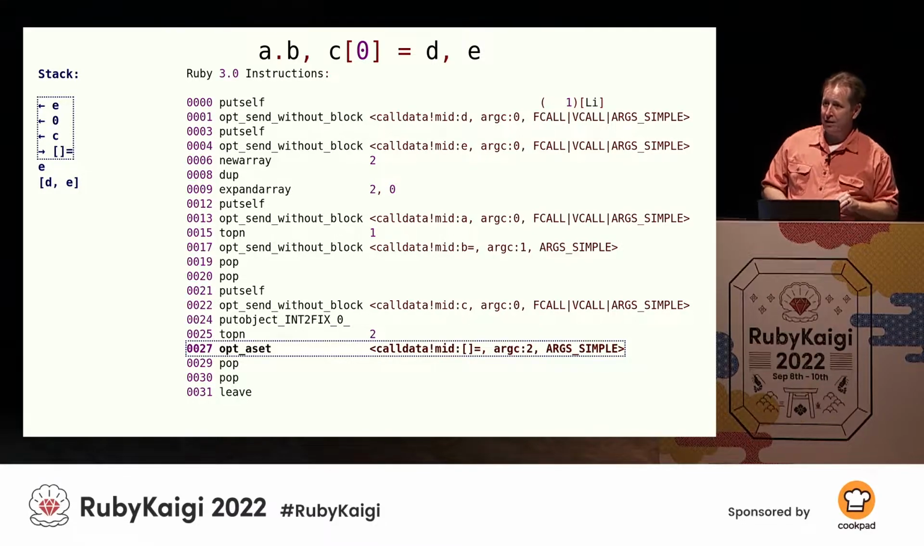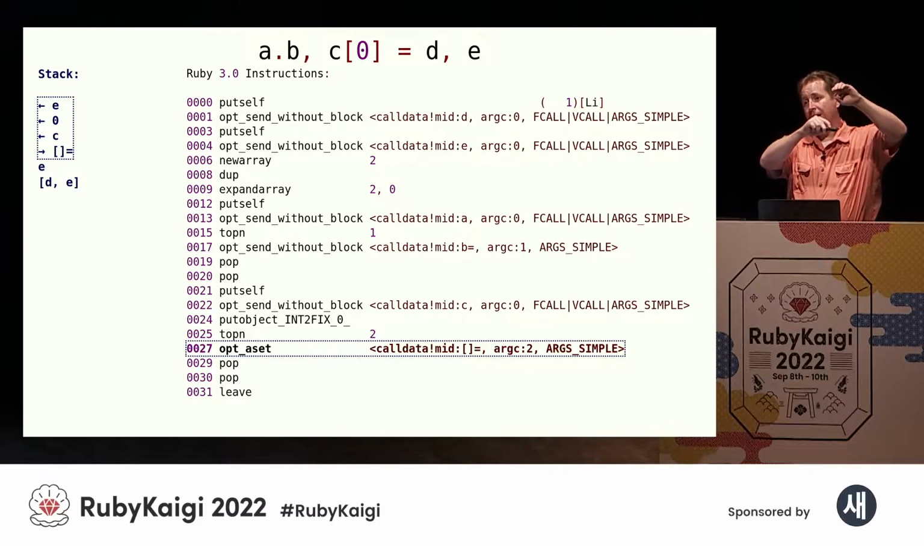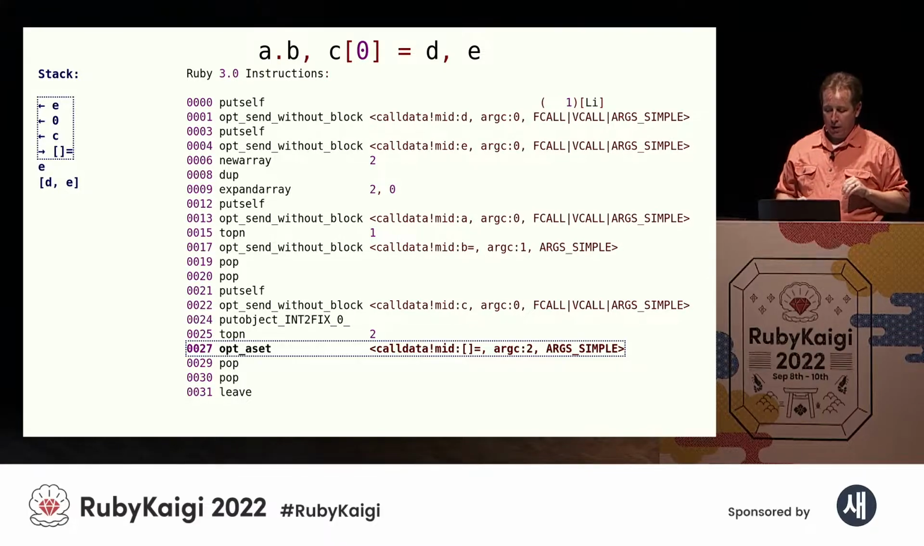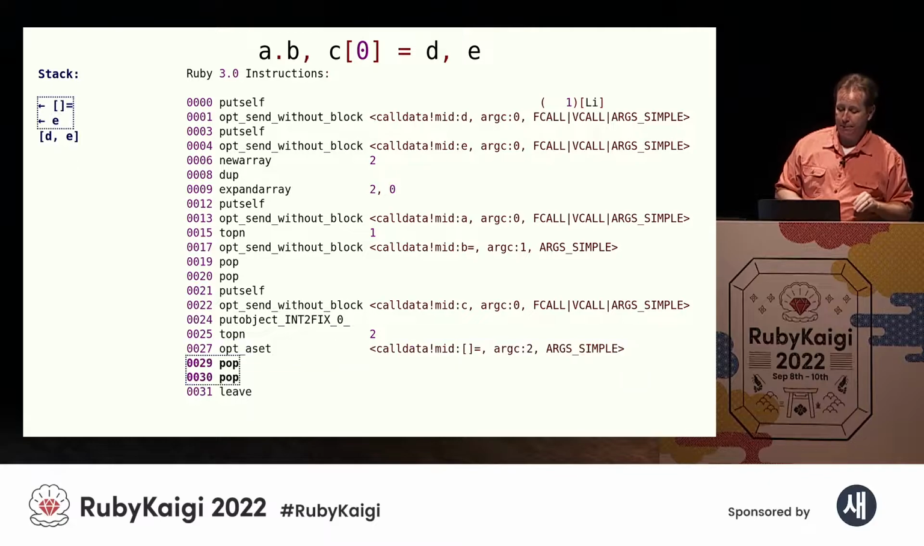Now the next instruction is opt aset, which is an optimized instruction used for the element assignment method. This method call takes 2 arguments, so it's going to pop 3 entries from the stack. The top 2 entries in the stack are arguments to the method, and the third entry in the stack is the receiver of the method. So the result of calling this method is then going to be pushed onto the stack.